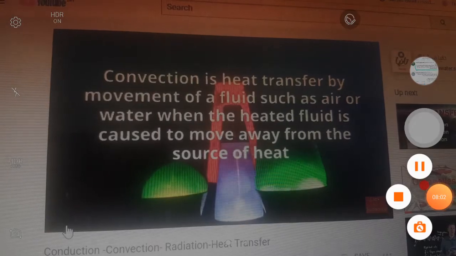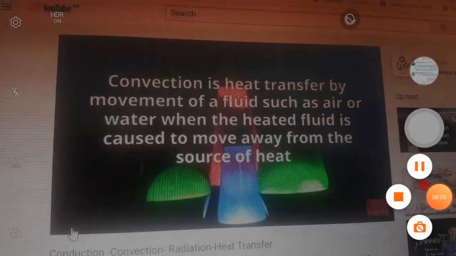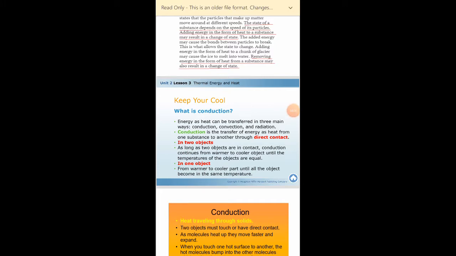Convection is heat transfer by the movement of a fluid such as air or water. As we have seen in the last example, the thermal energy moved or transferred from the pan to the pancake by direct contact from one object to another, from the warmer to the cooler. And that's what happens if you put your hand on a warmer object. What will happen? Directly the thermal energy will transfer from the warmer object to your hand.